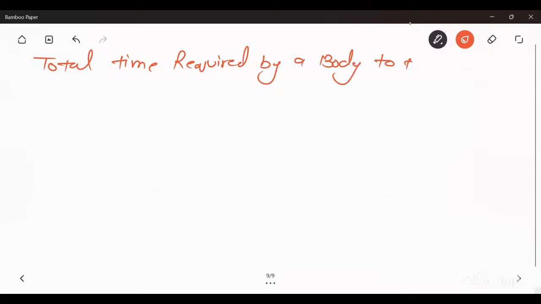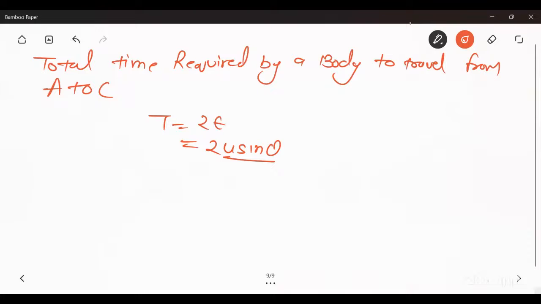Okay. So the total time required by a body to travel from A to C is T equal to 2t. That means T is equal to 2u sin theta by g.